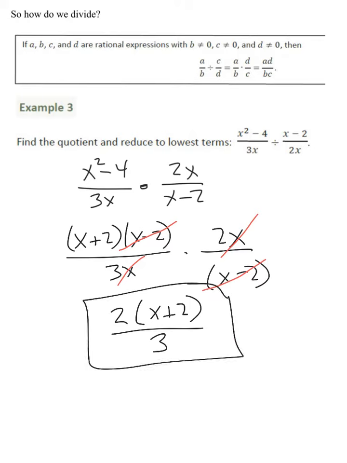Could I put the 2x back together? Yes, you could. You could tell me it's 2x plus 4 if you distribute, all over 3. You might see an answer that way as well. But at this point, there's no reason to put it back together. This answer right here is definitely acceptable and less chance of making an error. Okay, let's look at another example.